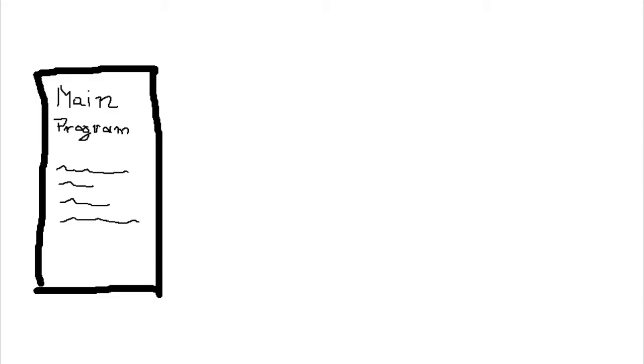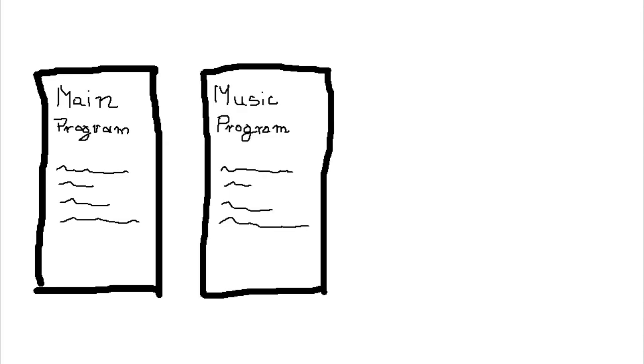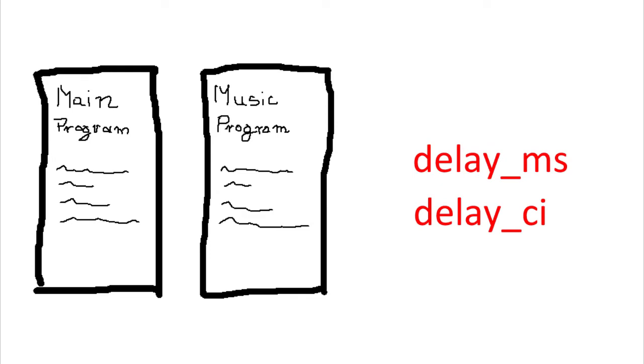Apart from executing an ordinary program, the library can also execute another program independently. However, the music program will have priority, and this program will continue to run until the delay instruction appears. The functions responsible for delaying the music program are delay_ms and delay_ci. The delay_ms function stops playing the music program for the time specified in milliseconds, and delay_ci stops the program for the selected number of counter interruptions.